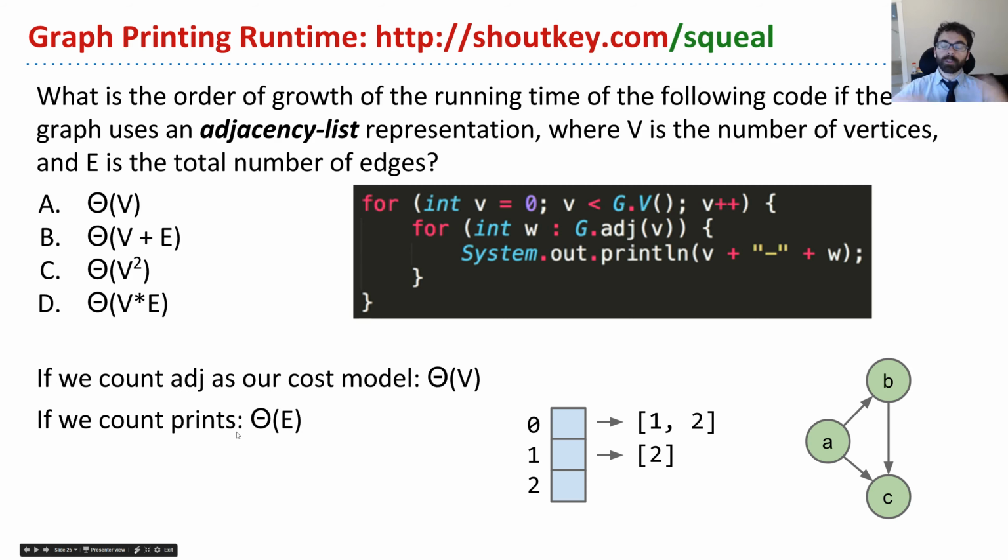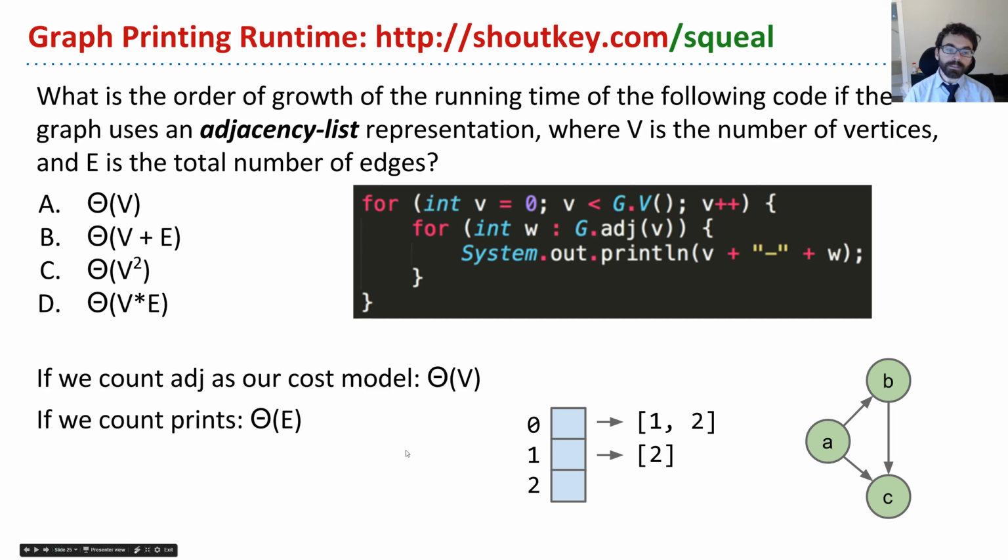So let's think about what the runtime might be in terms of cost models. So if we count adj as our cost model, the runtime would be theta v. In terms of units of time, if we assume that each call to adjacent is constant time, in that case, if that's our cost model, it's theta v. However, if we count prints, which is the innermost piece of the loop, we would say it's theta e, right? Because for every single edge in here, where e is the number of edges, we're going to print out 3 times. And if we have a graph with tons and tons of edges, it'll be theta e. So the question is, which is it? Like, what's the better cost model?